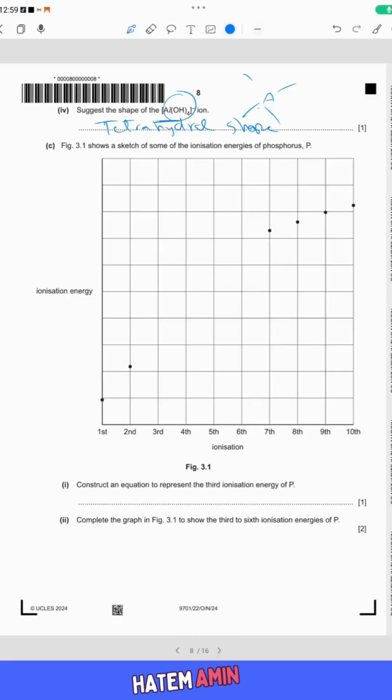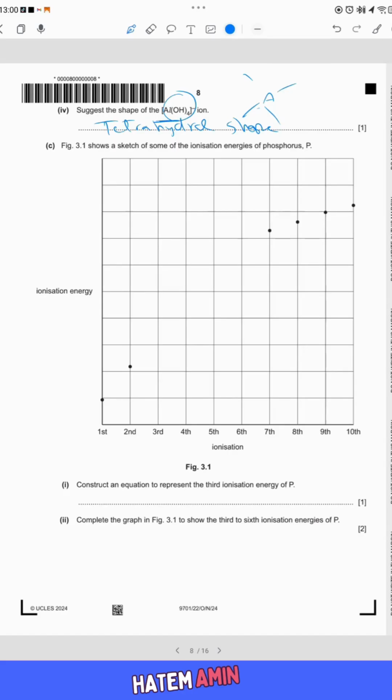The question is in C 3.1, which shows the sketch of the sum of ionization energies of phosphorus, P. This is the ionization energy graph where he gave us the first and second, but he didn't give us the third, fourth, fifth, sixth, and seventh.